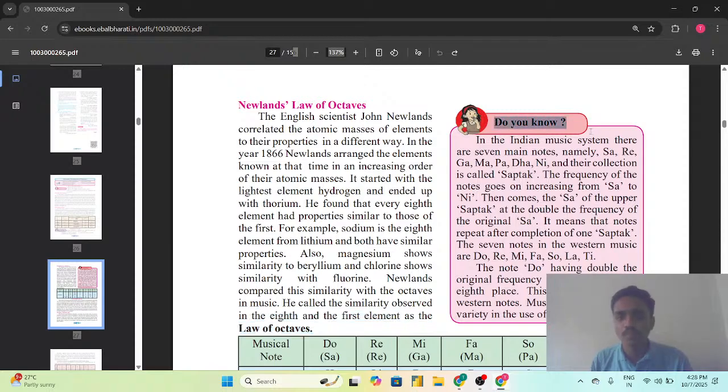Do you know? In the Indian music system, there are seven main notes, namely sa, re, ga, ma, pa, dha, ni, and their collection is called the saptak. The frequency of the notes goes on increasing from sa to ni, then comes the sa of the upper saptak at double the frequency of the original sa. It means that the notes repeat after the completion of one saptak.